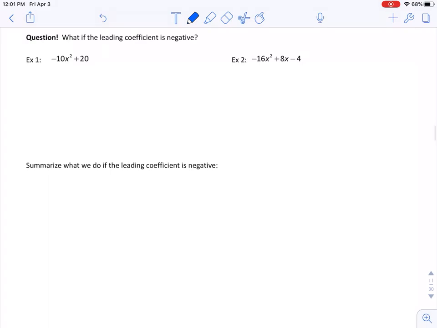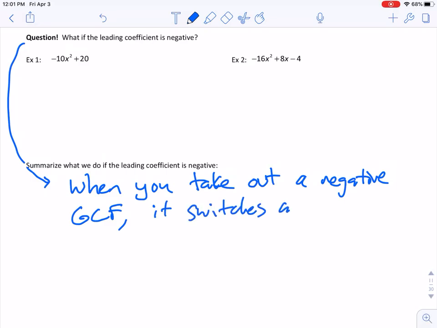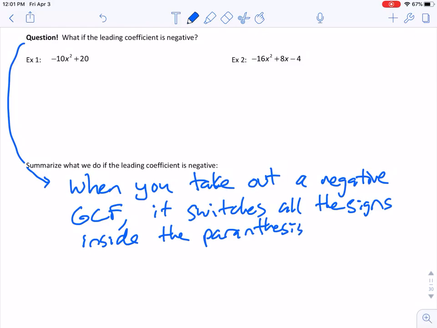What if the leading coefficient is negative? So here we go. When you take out a negative GCF, it switches all the signs inside the parentheses. Okay?